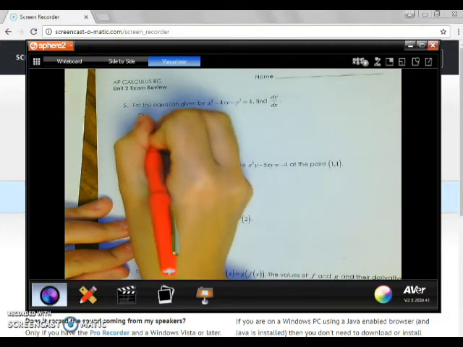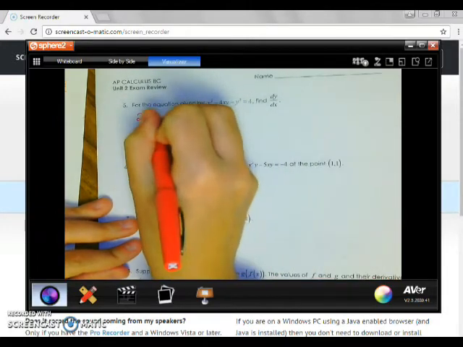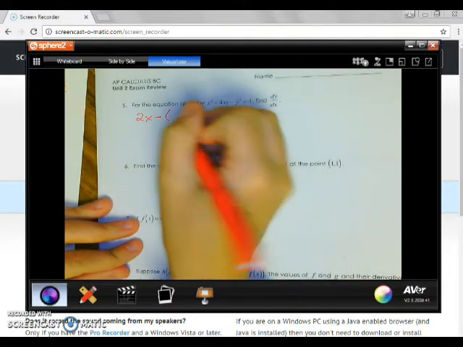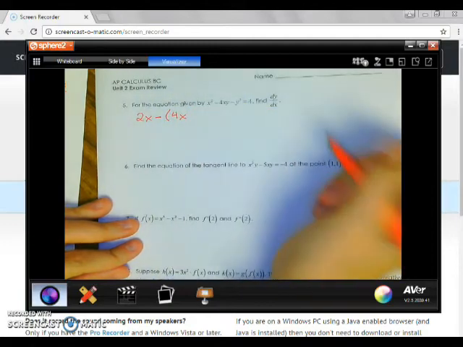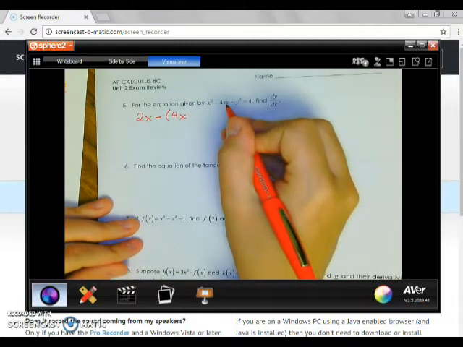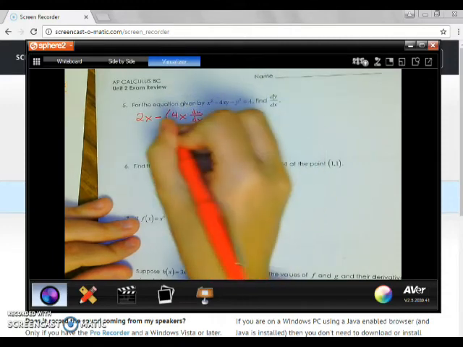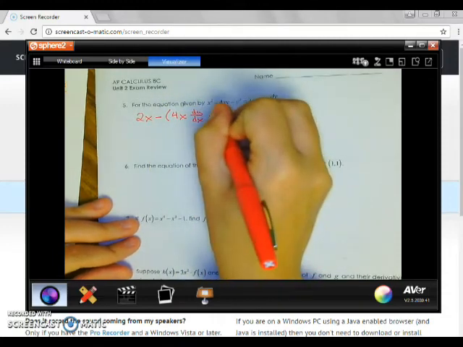So here we're just going to have 2x, minus. Now in here I'm going to have to use the product rule. So first times the derivative of the second. Well, the derivative of the second is 1, but it's with a y, so I'm going to slap on a dy dx. So first times the derivative of the second plus the second.